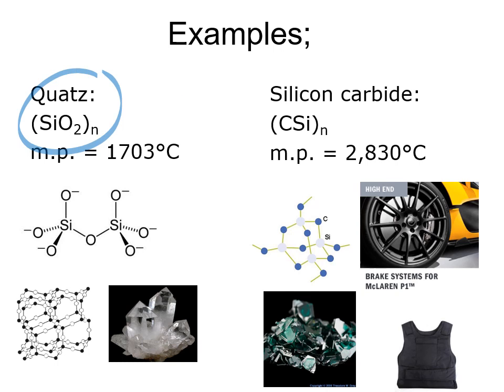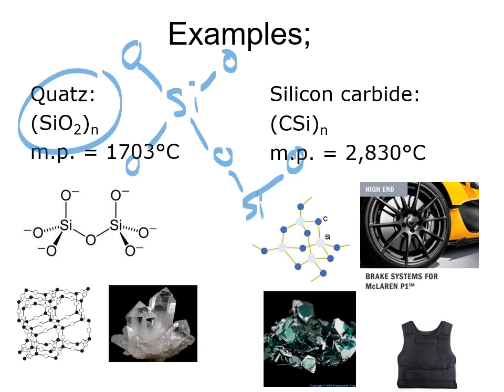If you imagine a silicon atom bonded to two oxygens as a unit, and then repeat that over and over again. Each of these would be bonded to another oxygen, which is itself bonded to another silicon, which is itself bonded to another oxygen, and it's going to continue over and over again. So it is a repeating network of these covalent bonds. And again, this explains why it has such a high melting point.